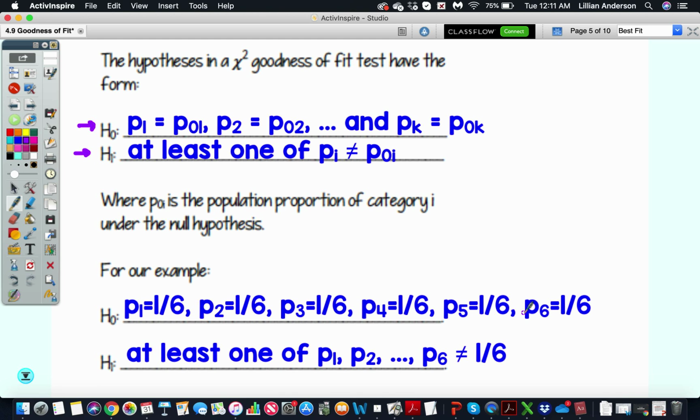Okay, so again, since we're rolling a die, the proportion, remember proportion is a fraction, which can also be represented as a decimal, is 1/6. So our alternative hypothesis would basically say that at least one of these, 1, 2, 3, 4, 5, or 6, should not equal 1/6. Okay, so it's basically saying the opposite of whatever the null hypothesis is saying.